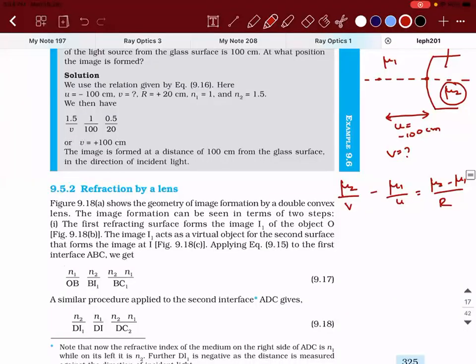Guys, did you understand? Mu2 by v minus mu1 by u is equal to mu2 minus mu1 divided by r. So mu2 is how much? That is the refractive index of the medium in which the refraction is taking place. That is 1.5, this medium, divided by v is how much? That's what we need to find. Minus mu1 divided by, what is the value of u? U is minus 100, and mu1 is 1 because it is air medium.